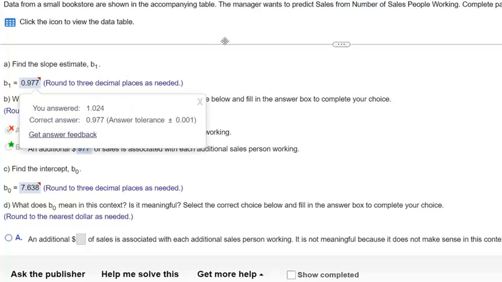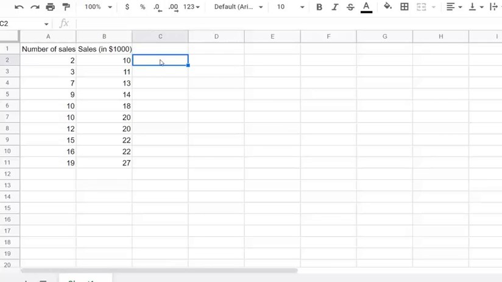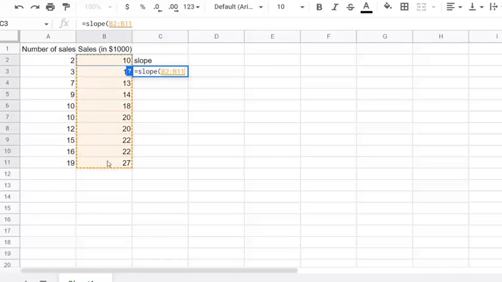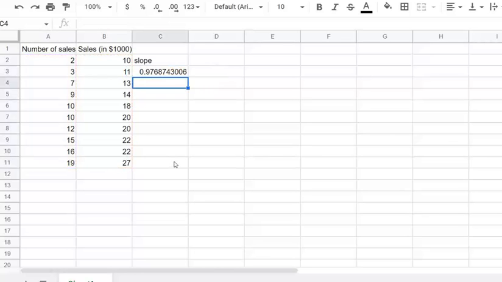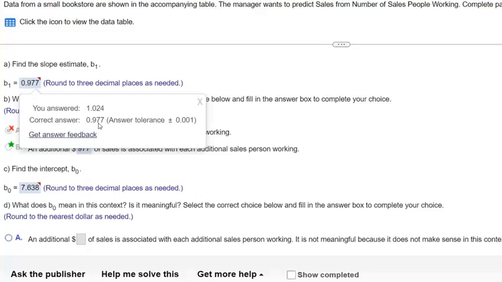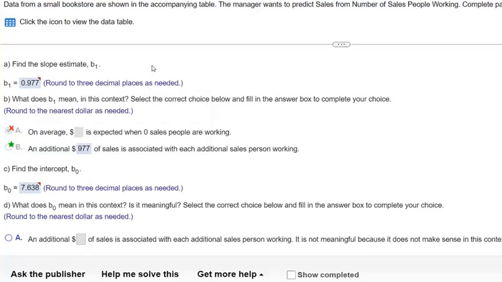Okay, so we need to calculate the slope of a linear regression line. I'm just gonna give it a label there, and all I have to do is type in equals slope, open a parentheses, and click and drag the y variable first. So we're expecting that the dollars in sales is driven by the x variable over here, by the number of sales. That's why I put sales in thousands of dollars first, and then the number of sales second. So I got 0.9768, and that's what StatCrunch got, 0.9768 rounded to the third decimal place.